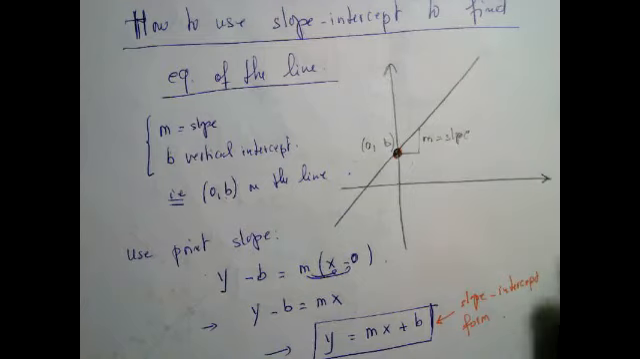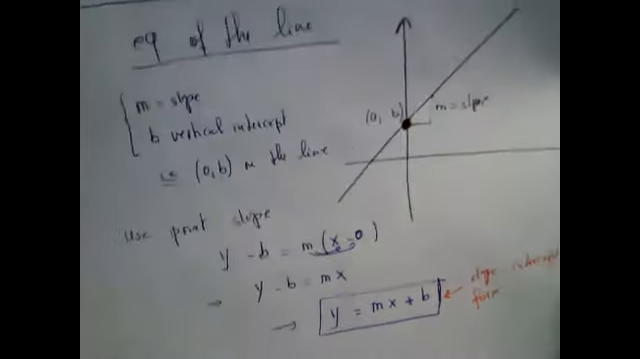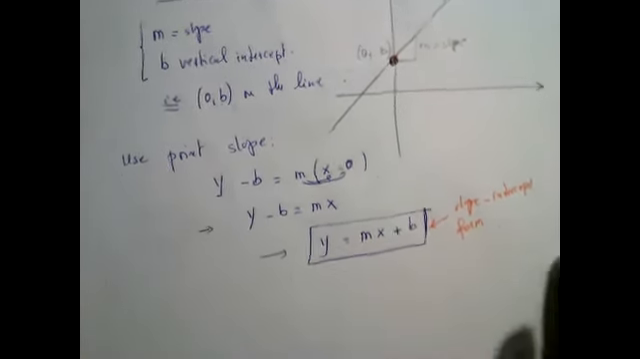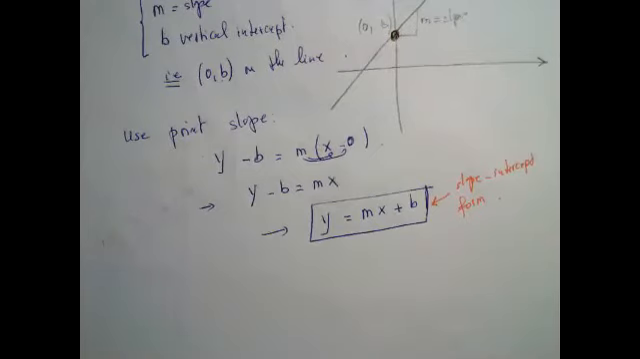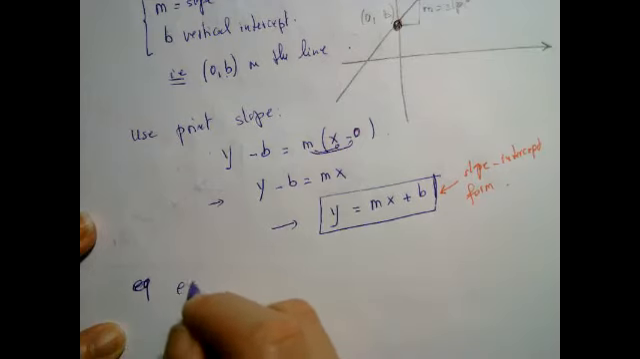Okay. So now the question is how to use this form of the line to find the equation. As I said probably a million times by now, we can find the equation in two possible ways. We've learned how to use the point-slope. Now how to use this one. I'm going to do two examples. The first one is straightforward. The second one is easy, but not straightforward. So example number one.